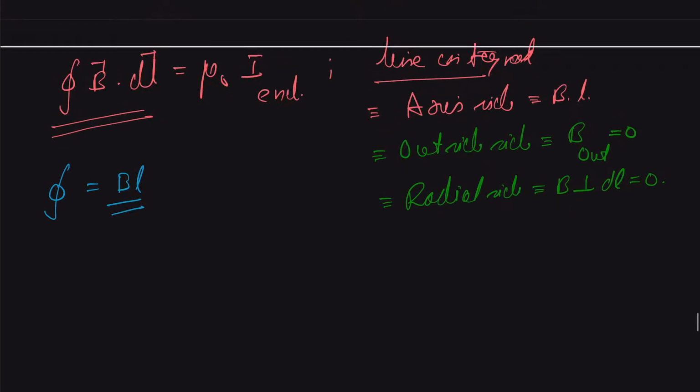Because it is going to have three components. First is the axis side, which gives BL. Outside, the magnetic field is equal to 0, just like a solenoid. And the radial side, because it is a dot product, they are perpendicular to each other and give a value of 0. So their addition will be just equal to BL. That is, the line integral is equal to BL.